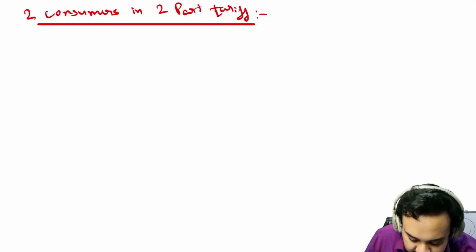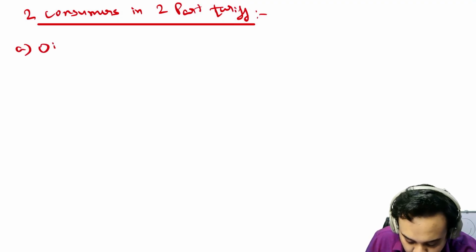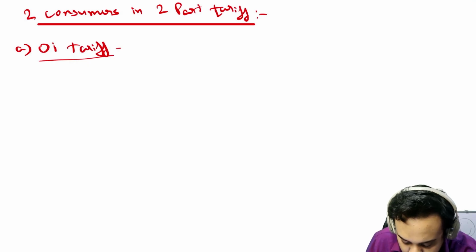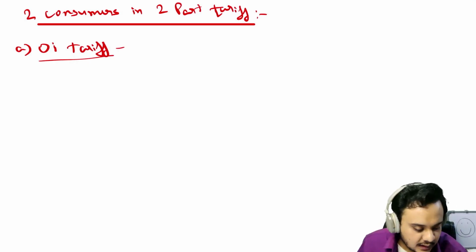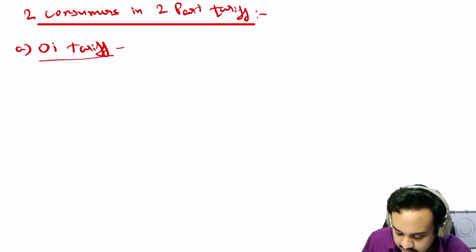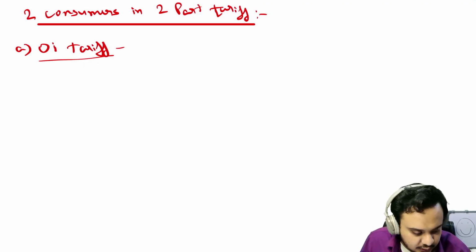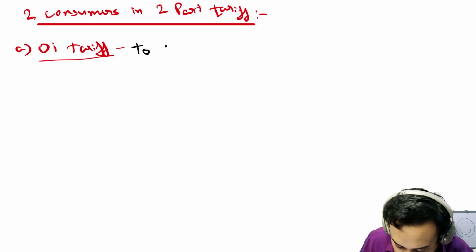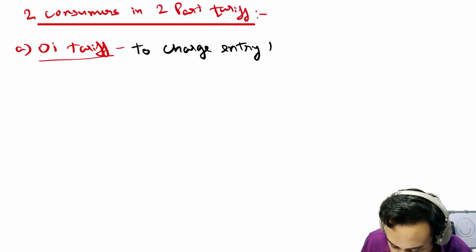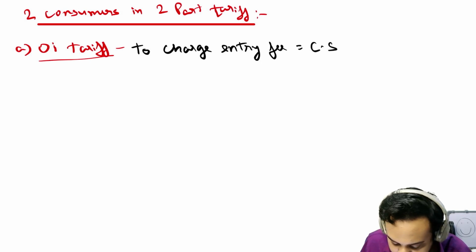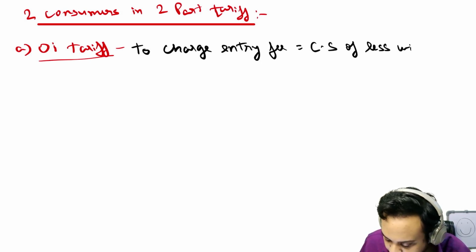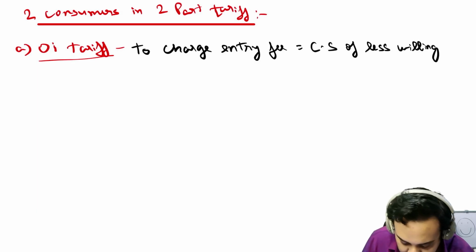The first case is the OI tariff. What happens here? The goal here, let us first write it down. The goal here is to charge an entry fee equal to the consumer surplus of the less willing customer.